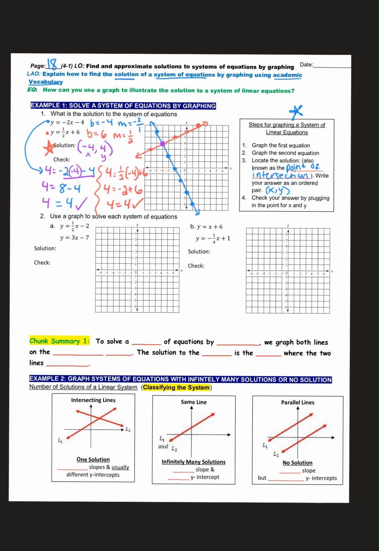So I'm going to highlight that so we don't have any points of confusion. This guy right here is your answer. This is just how you check. Okay?